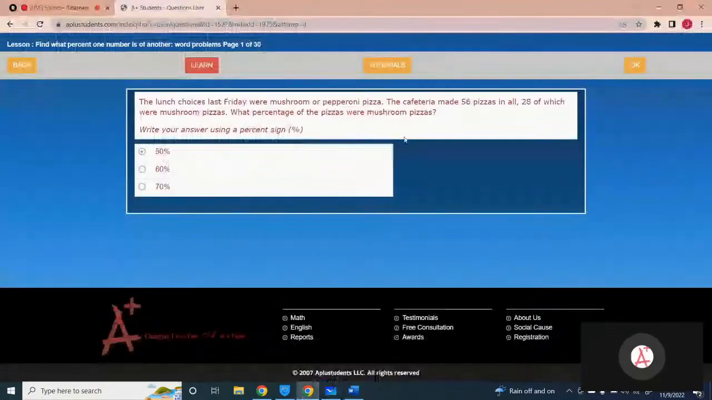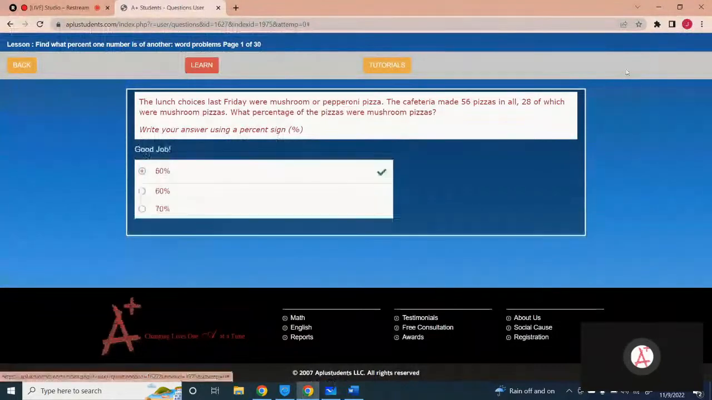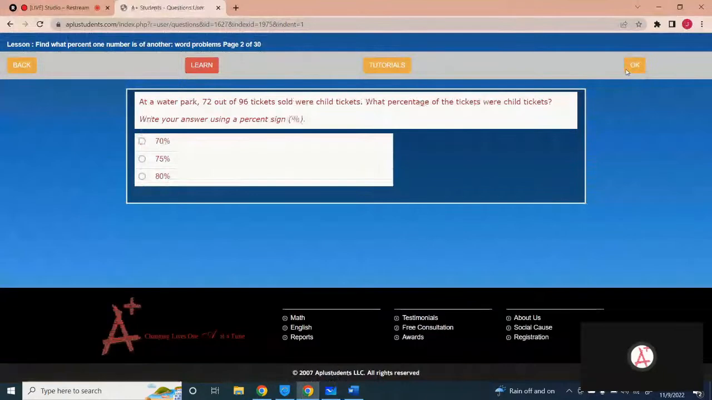If you don't want to form a proportion, I'll explain a simplest way. The simplest way is, let me explain for the next question. At a water park, 72 out of 96 tickets sold were child tickets. What percent of the tickets were child tickets? So it is 72 out of 96.